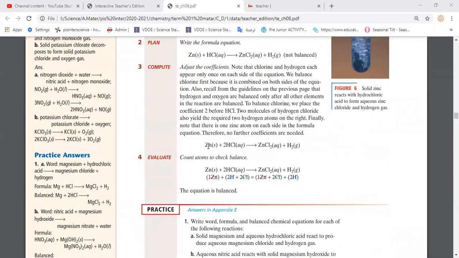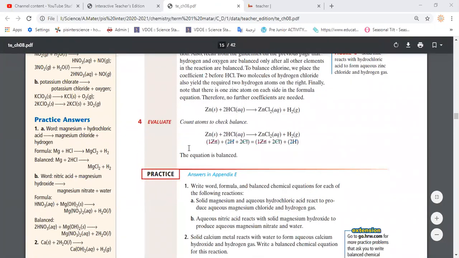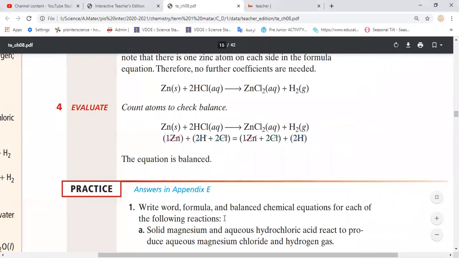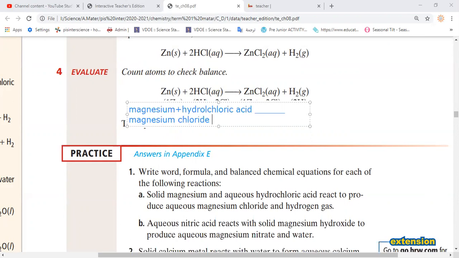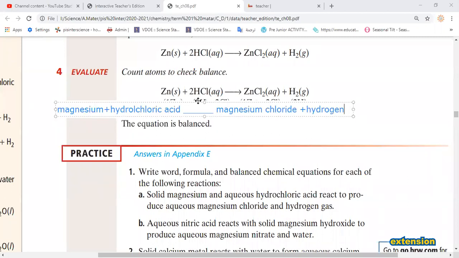Magnesium plus hydrochloric acid yields magnesium chloride plus hydrogen. Okay, so here we said magnesium plus hydrochloric acid yields magnesium chloride, because I can draw an arrow, plus hydrogen. Okay, that is the word equation. Good.